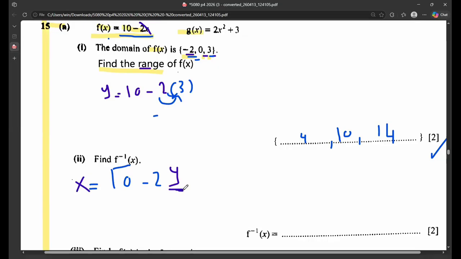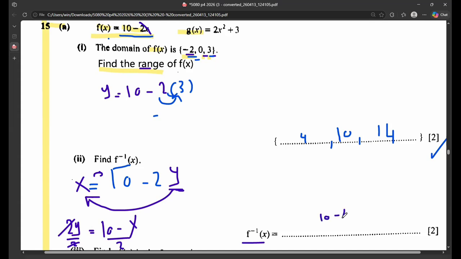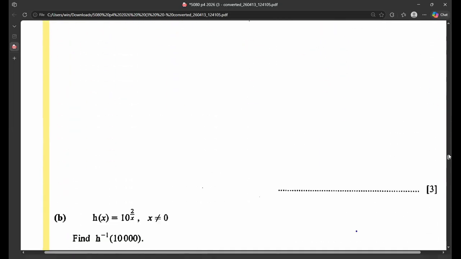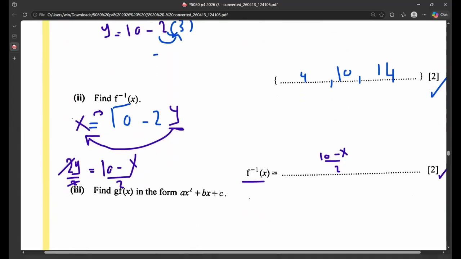And now we'll make the y the subject. To make the y the subject, I don't like to keep it with a negative sign, so I put it here as 2y and get the x here, which will make it 10 minus x. And now we can divide by 2 and get the inverse function, or the tricky y, as I always said. So the inverse function now is equal to 10 minus x over 2, and we get another 2 marks from these functions. Okay, let's collect more marks from this exam.